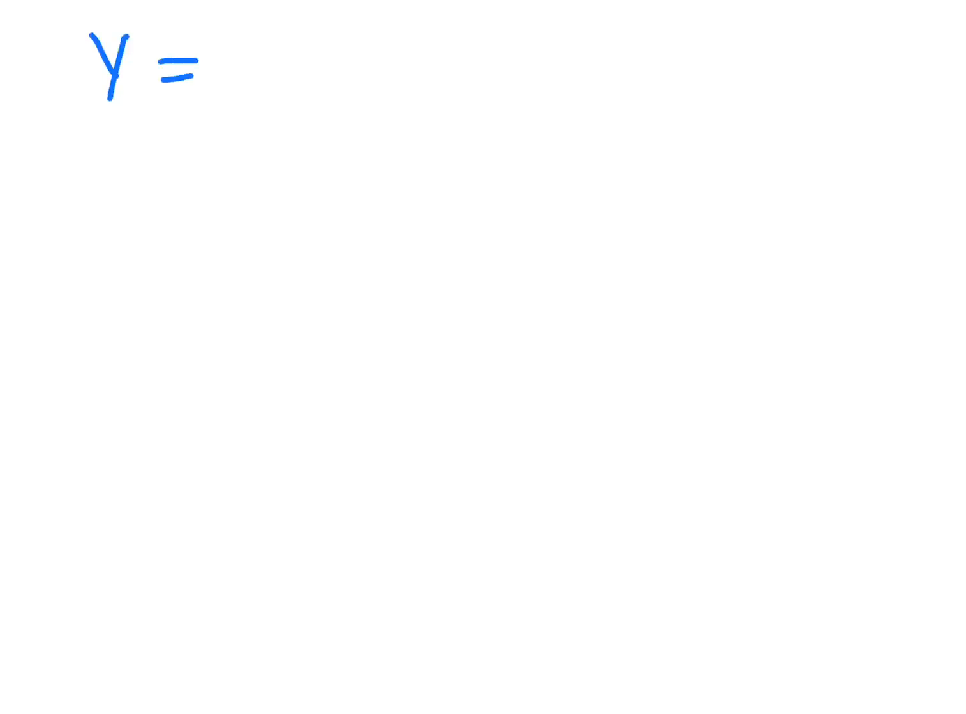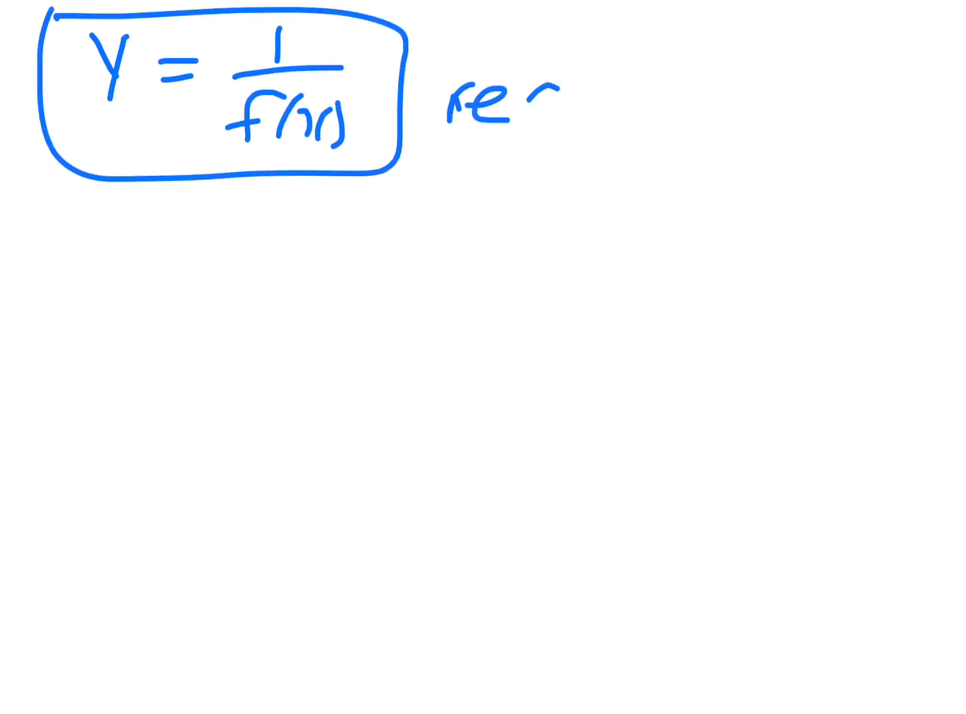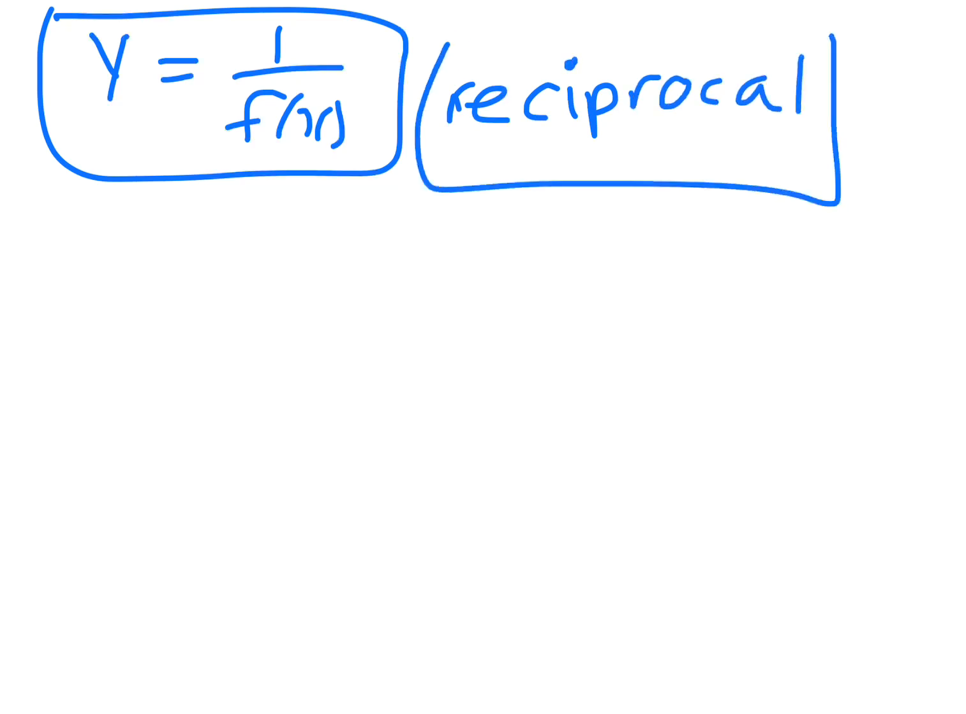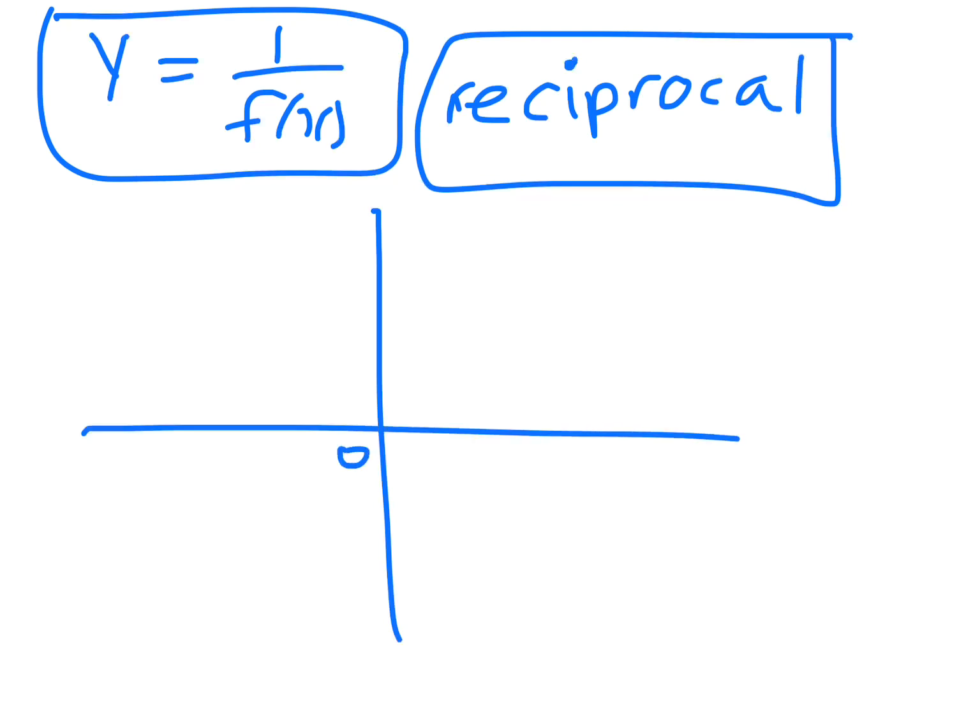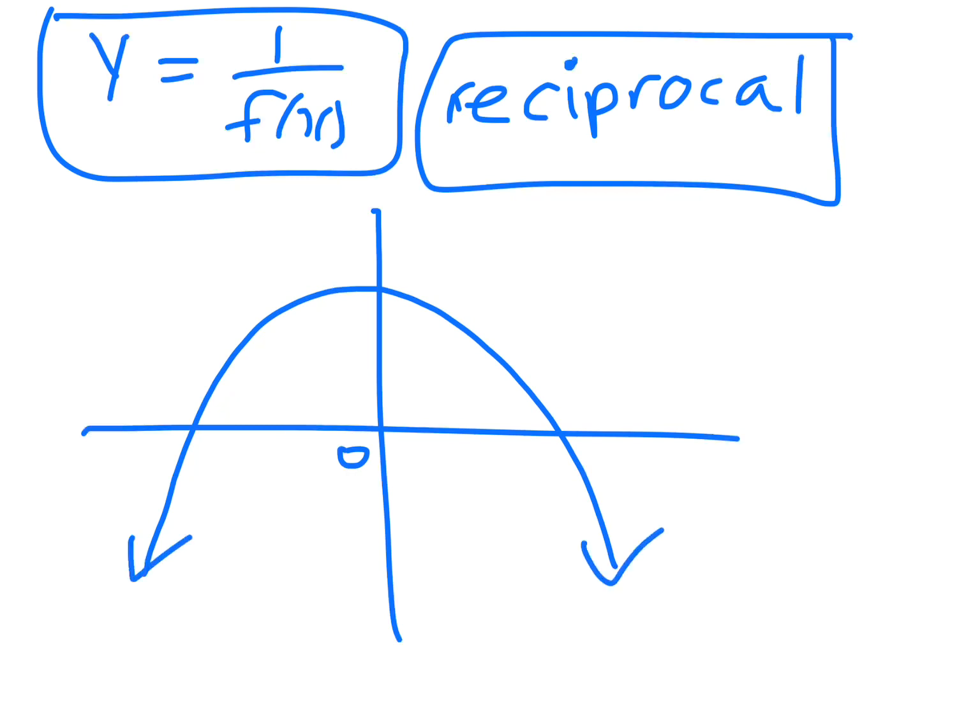Just looking now at drawing y equals 1 over f of x, this is called the reciprocal function. The reciprocal function means all of the y values, you need to flip the original function and make it like a fraction. So let's just look at this one here. Let's say that is 4 minus 3.